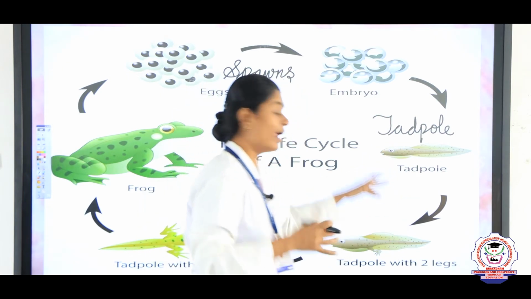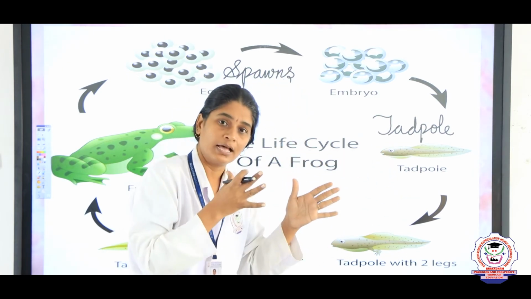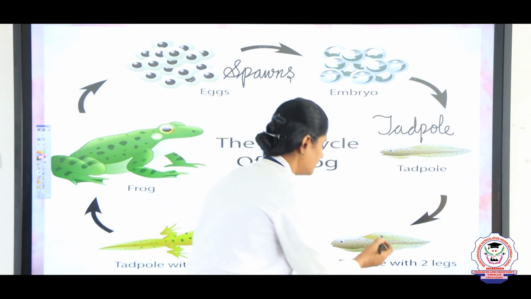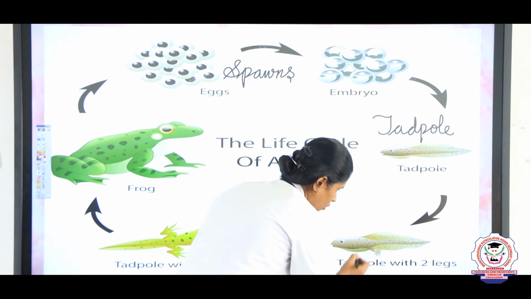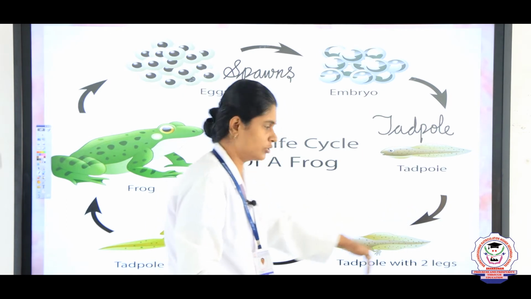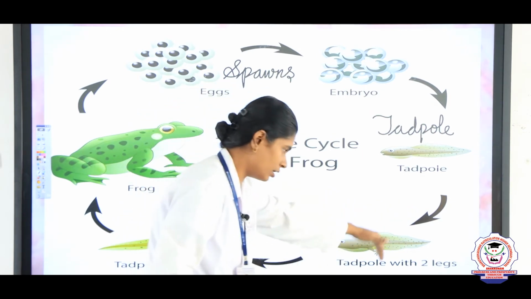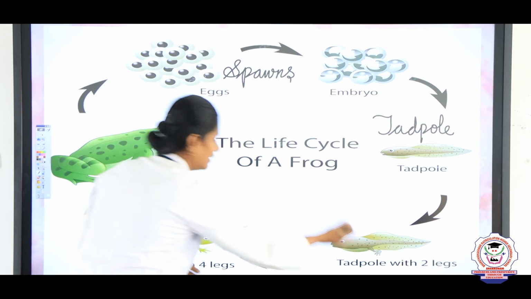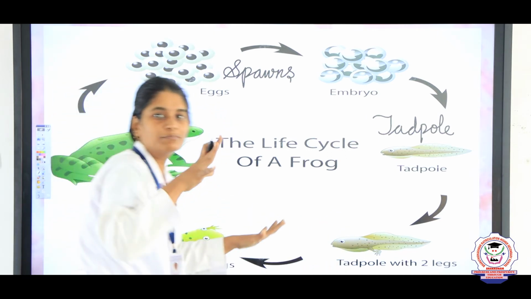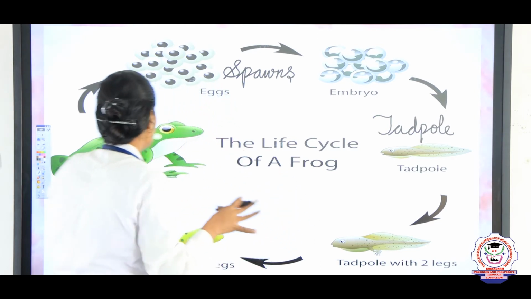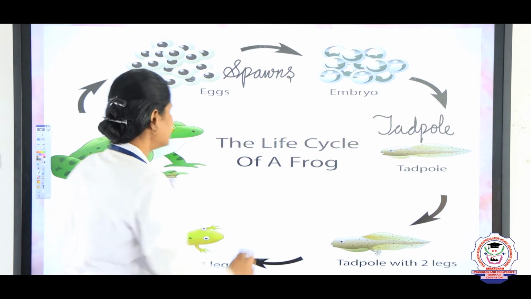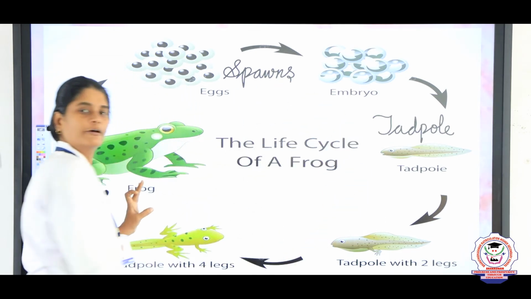So this tadpole undergoes various stages, various changes in its body. Slowly the limbs come out of it and the tail becomes short. After a few days, after a few weeks, we can see small limbs come out of the tadpole, and slowly the tadpole changes into a frog. So this is the life cycle of the frog, okay.